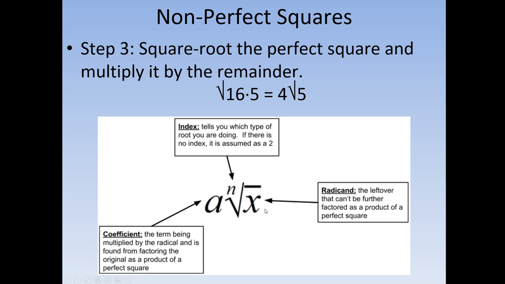For the most part, you're going to be dealing with square roots where there's no index number. It's assumed to be 2. Whatever gets left in this radical is called a radicand, and then the number in front is usually called the coefficient. So the idea is that we're going to factor the radicand in order to come up with perfect square factors, and then use that perfect square to create a coefficient.